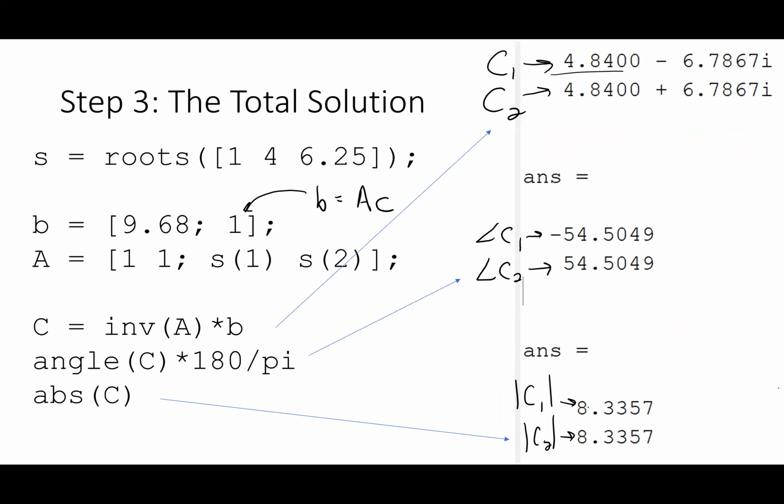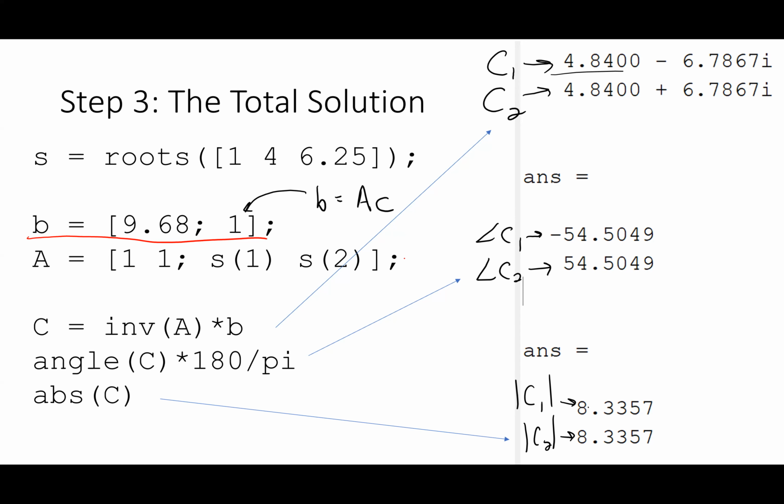Okay, all right. So notice how I put that in here. Here's B. All right, I put 9.68 semicolon 1. What's the semicolon always do? Creates a new row, okay? And then for A, what I did was I put 1, 1, then a semicolon. That way 1 and 1 are on the same row. And notice what I did here.